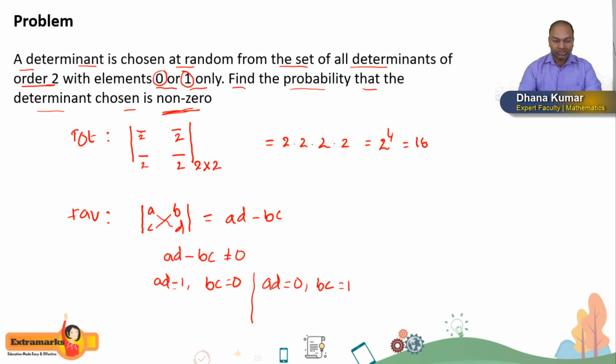Now let us come to possibilities. AD is 1, BC 0. Possibilities I am writing. Here the order we wrote, understood? A, B, C, D, like that order. Product of two elements 1. So A value, D value must be 1. Then only this product answer 1. Clear? Next BC 0. Product 0 means possibilities here. Suppose if you are taking both zeros, then product answer 0.